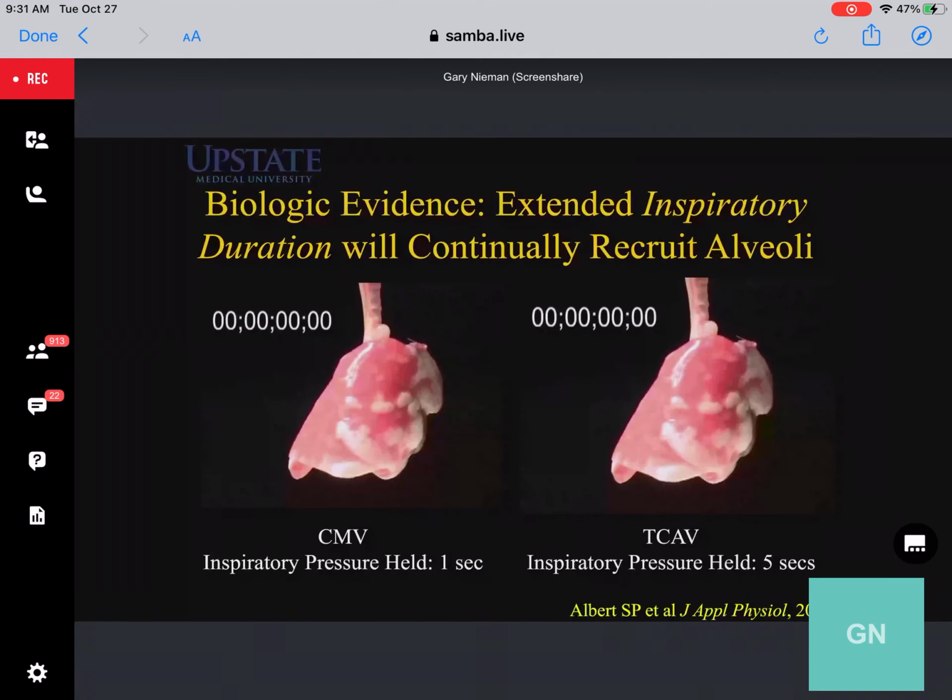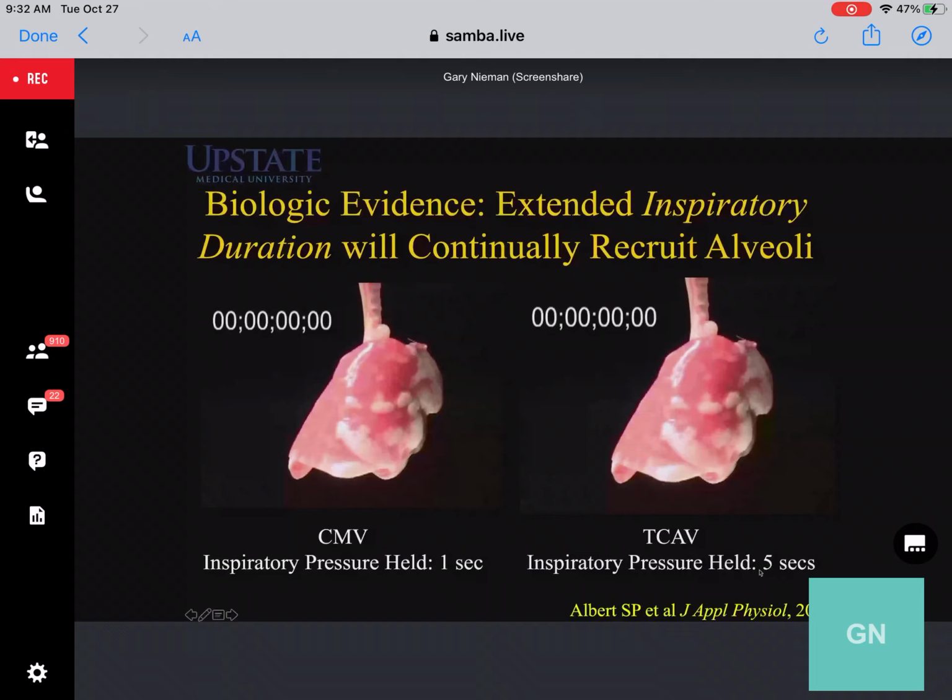Now, I want to show you biological evidence for these hypotheses. And these are rat lungs with ARDS from our laboratory. You can see the pink here is the remaining open tissue, and this is the collapsed and edema-filled tissue. What we're going to do is apply a pressure of 40 centimeters of water. In this case, we're going to hold it for 1 second, which is about a typical time during the inspiratory phase of conventional mechanical ventilation. And here we're going to hold the same pressure. The key thing to remember is the pressure is the same in both of these. The only difference is the time that it's applied.